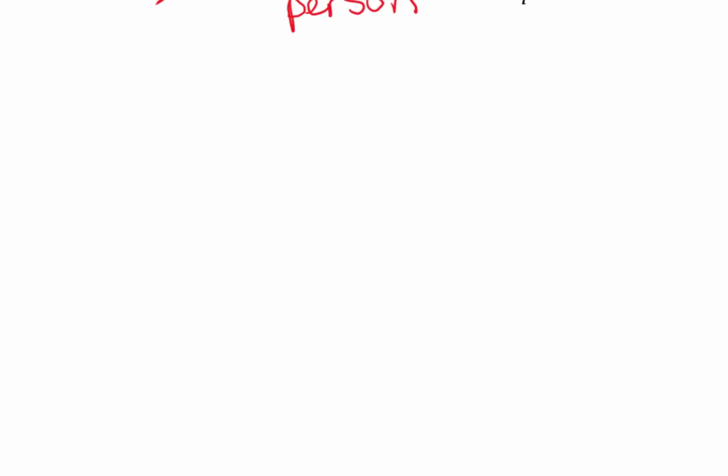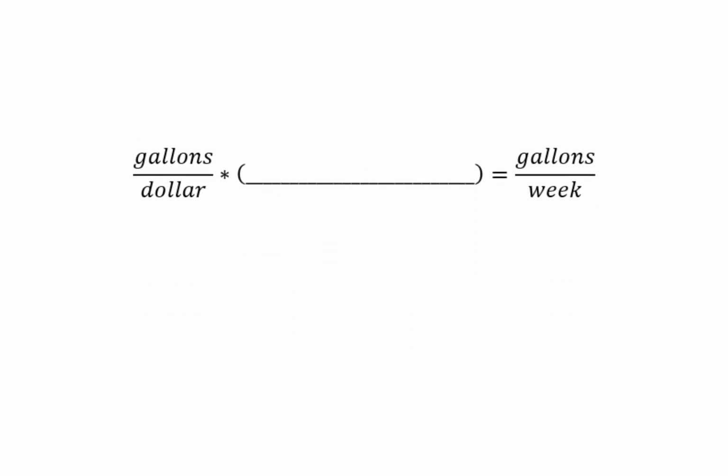Let's try again. Suppose we start with gallons per dollar. We have to multiply by something with units in order to get an answer that has gallons per week as the units. So again, I notice I started with gallons in the numerator and I ended with gallons in the numerator. So I do not want to do anything with gallons. I'm just going to leave them alone, leave them in the numerator.